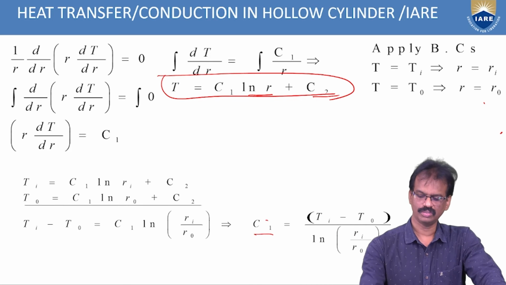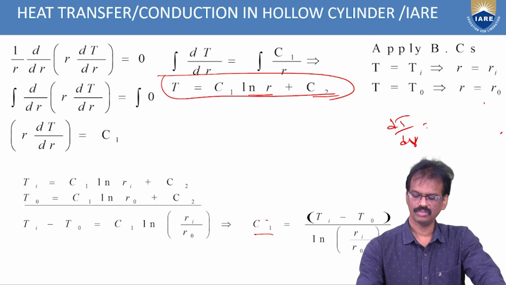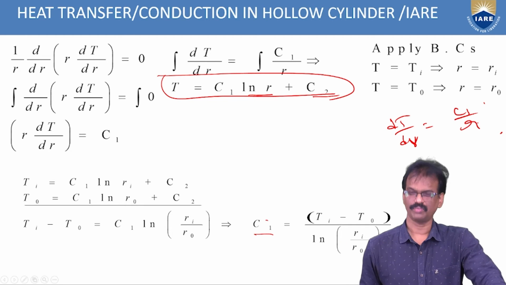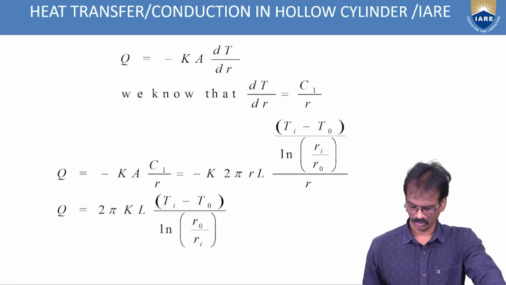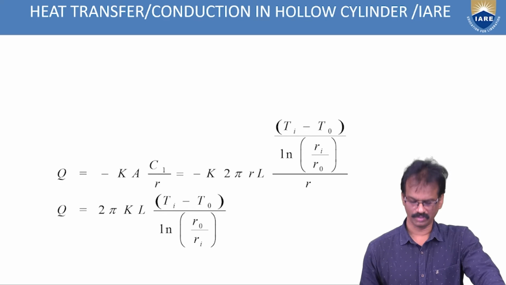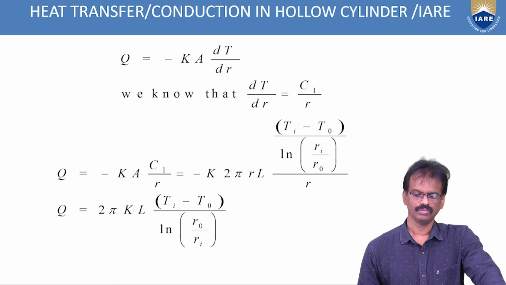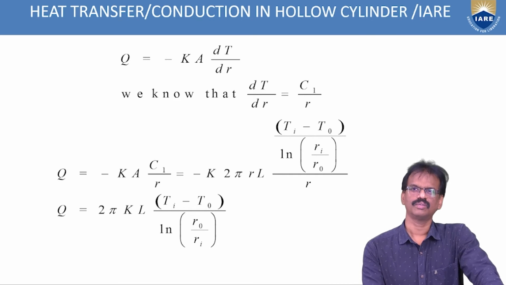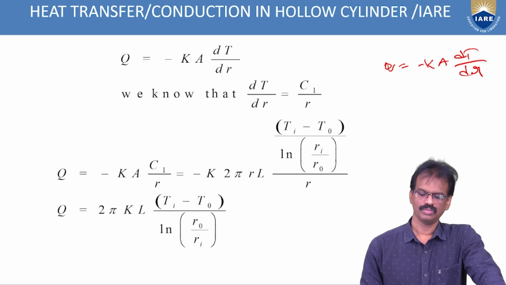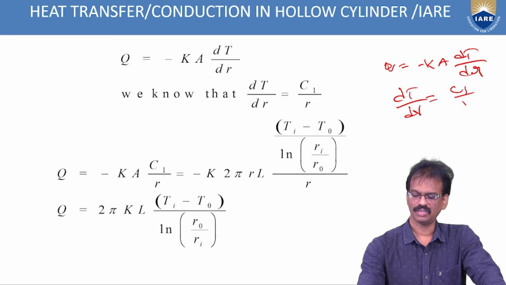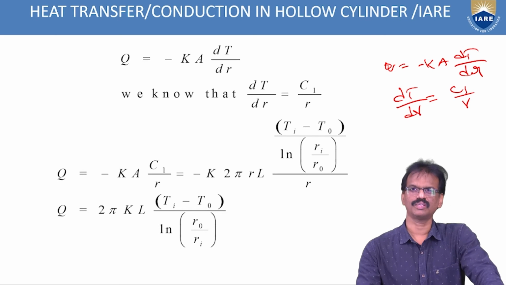One more thing to remember: dT by dr is equal to C1 by R, for solving Q. Just like the conduction equation, according to Fourier's law, we know the formula: Q is equal to minus K into dT by dr. And according to the previous slide, which I already explained, dT by dr is equal to C1 by R. You can remember that from the previous slide.